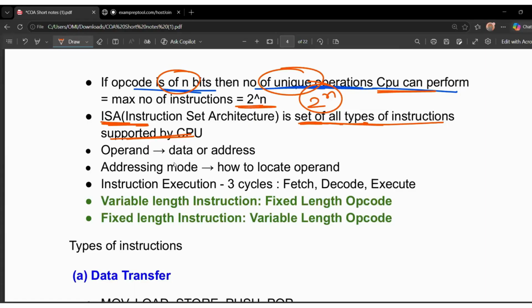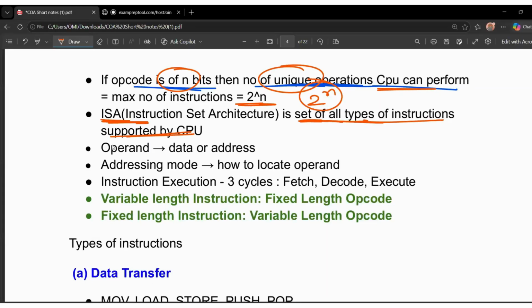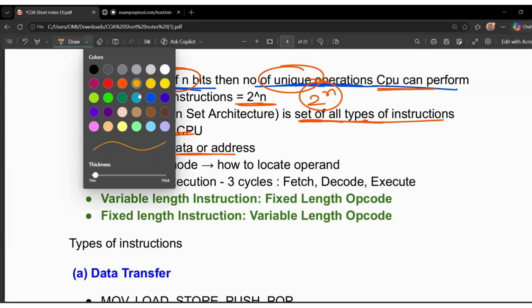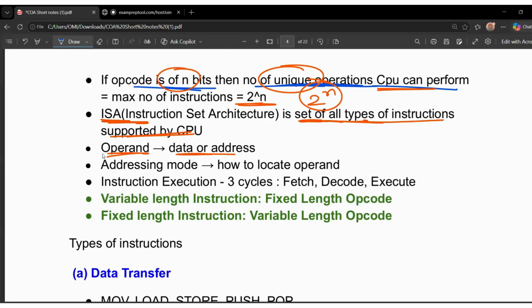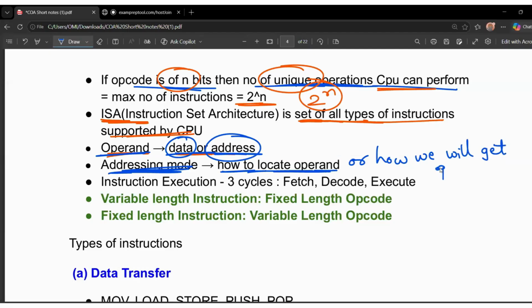Then what is the operand? The operand will be either the data or an address. Are you recalling that? But how can we know whether it is data or an address? Then who comes into the picture? Addressing modes. Addressing modes will tell us how to locate the operand, how we will get the operand.